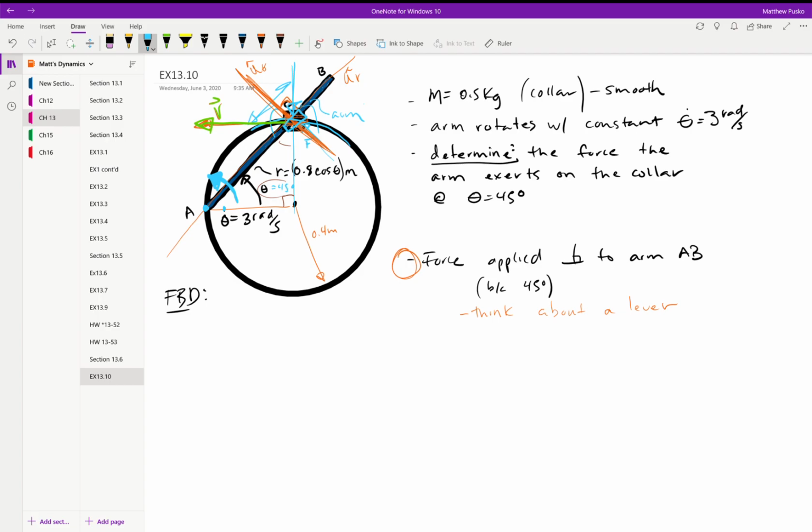Alright, it wants us to find the force the arm exerts on the collar at the instant shown, which is 45 degrees measured from the positive x-axis right here.